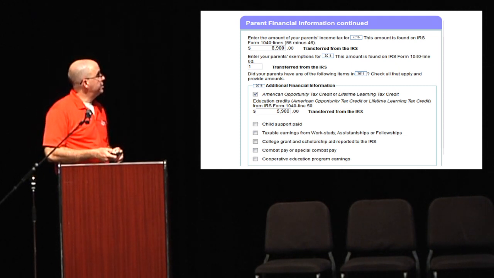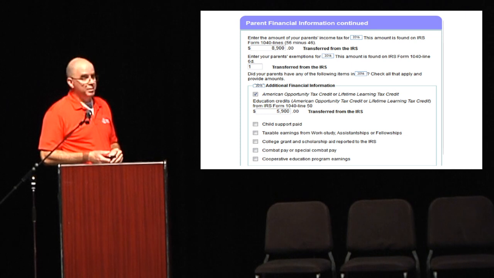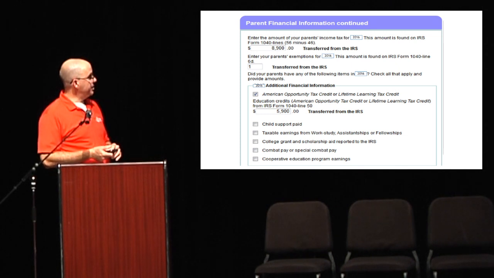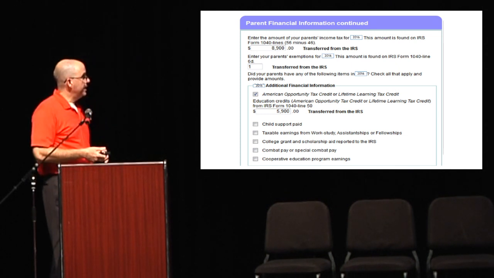Continuing with tax information, they want to know what the parents' income tax was for 2016. The answer is $8,900. That was transferred directly from the IRS. Next, they want to know the parents' exemptions. Again, that was transferred from the IRS. And then next, that brings us to additional financial information.